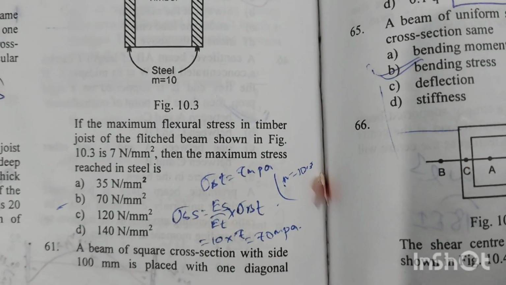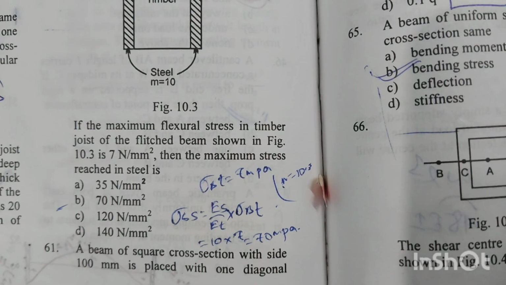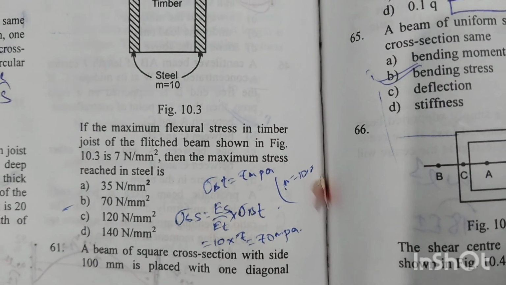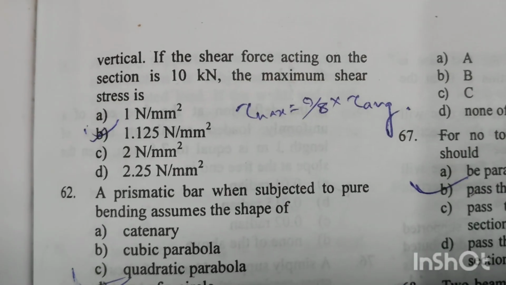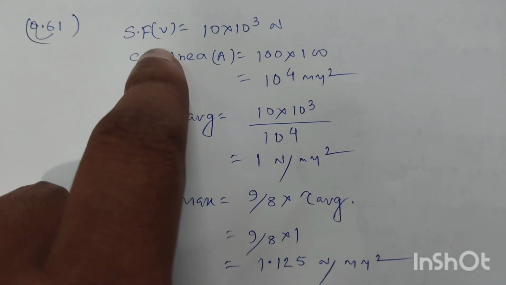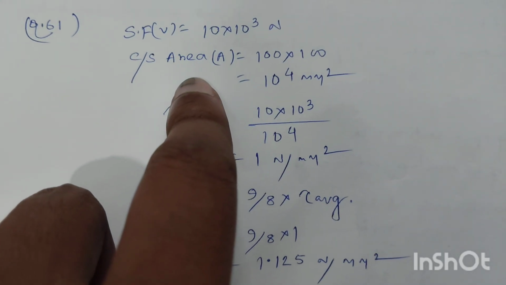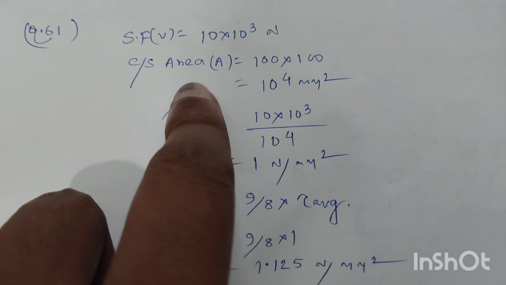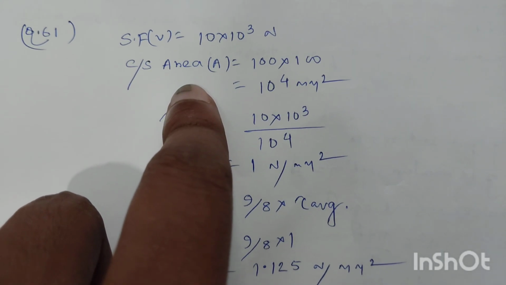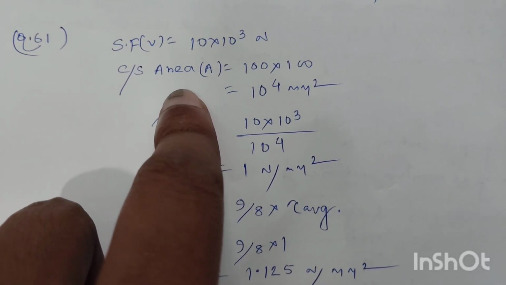Question number 61. A beam of square cross section with side 100 mm is placed with one diagonal vertical. If the shear force acting on the section is 10 kN, then the maximum shear stress is. The beam is subjected to a shear force of 10 into 10 to the power 3 Newton, and the cross sectional area of the square beam will be 100 into 100, equal to 10 to the power 4 millimeter square, as it is a square cross sectional beam.